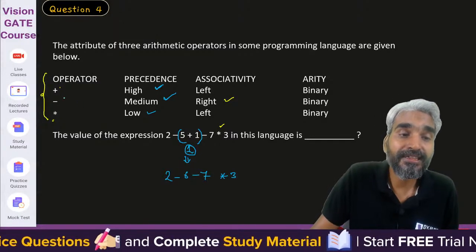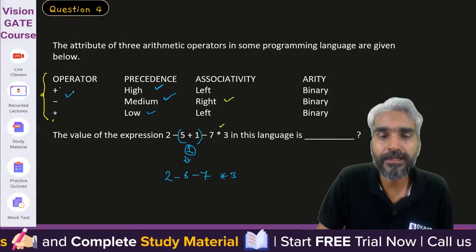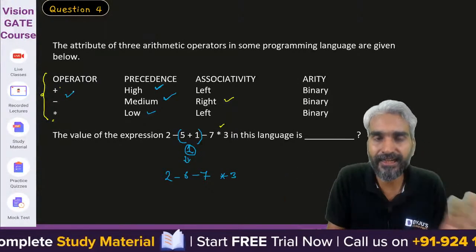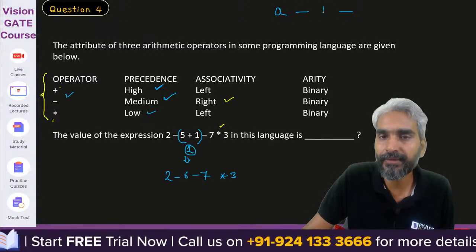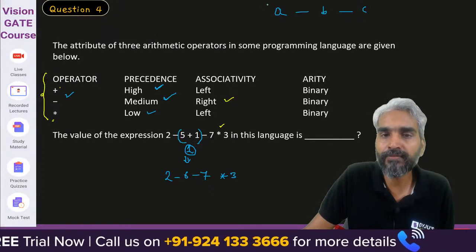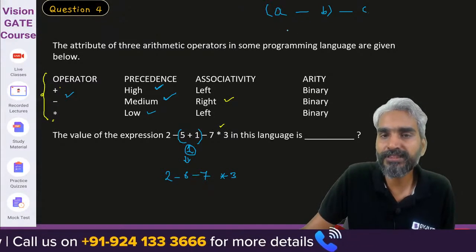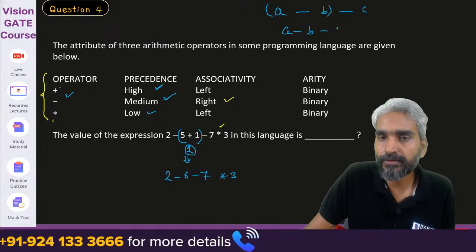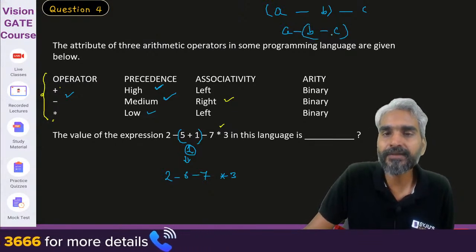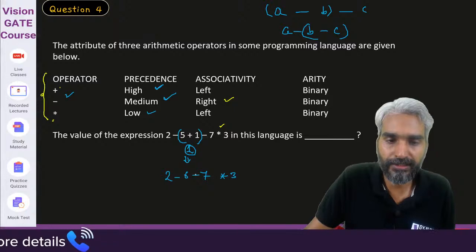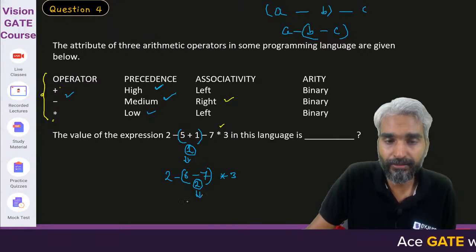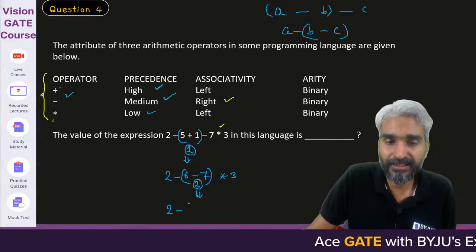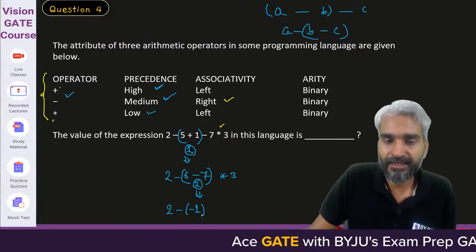Now, sir, it is saying that this subtraction is right associative. It means if there are two consecutive subtractions, A minus B minus C, then generally we perform A minus B and then subtract C. But if it is right associative, then we first perform B minus C, then we subtract that result from A. So first we will perform this, because it is right associative. After that, 6 minus 7 is minus 1.